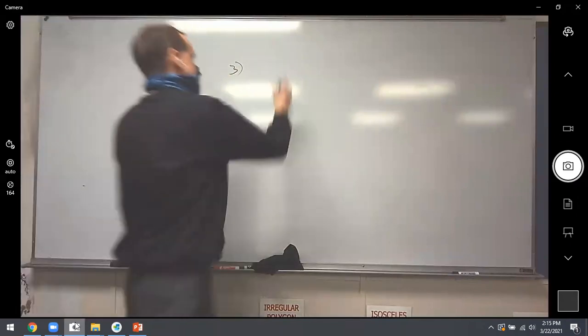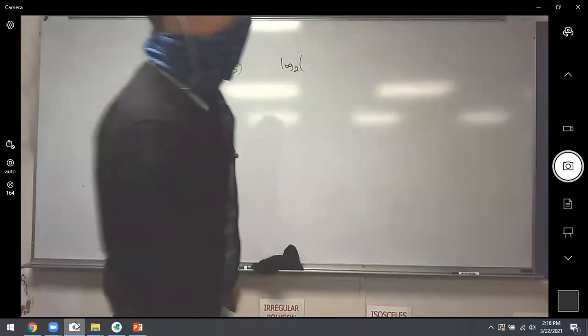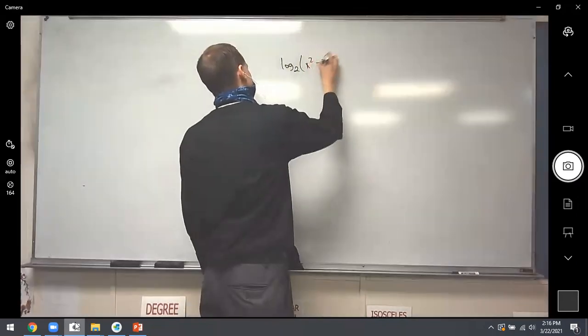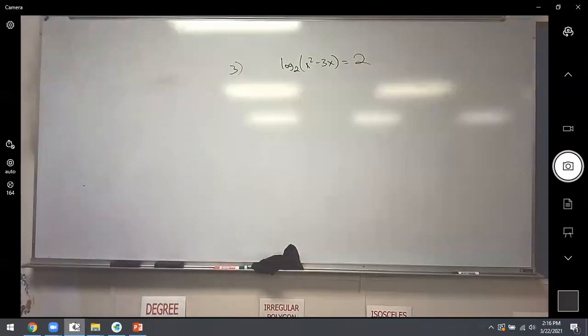And then let's see if we can go the other way. Number 3 starts off with a log equation. Number 3 reads log base 2 of x squared minus 3x is apparently equal to 2. So how do you undo a log? With an exponential. What base should I use for my exponential? 2, right. Remember what you do? Where do you put the 2?